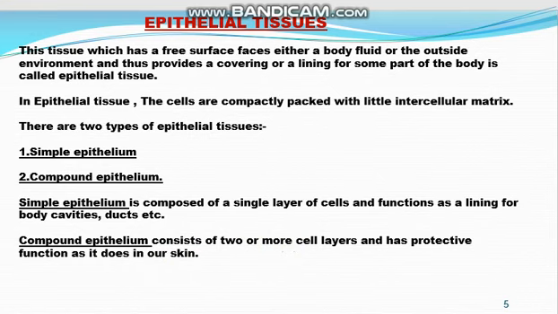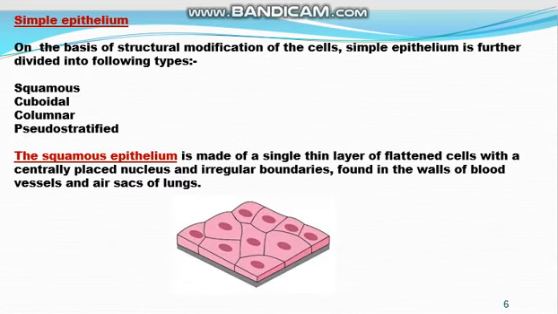So first of all, we will take up simple epithelial tissue. Simple epithelium is divided into four types on the basis of the structural modification of the cells. These four types of the simple epithelium are squamous epithelium, cuboidal epithelium, columnar epithelium, and pseudostratified epithelium. So first of all, I will take up squamous epithelium.